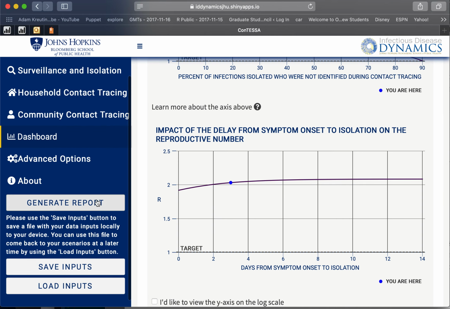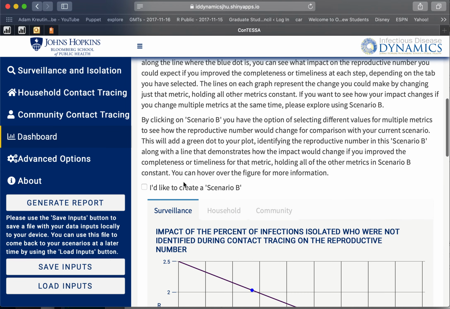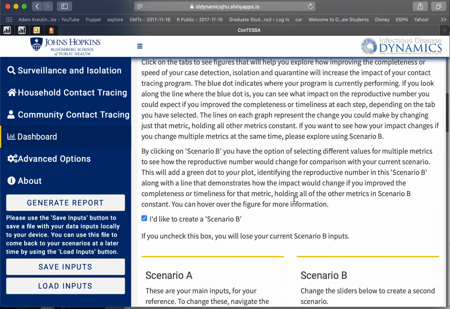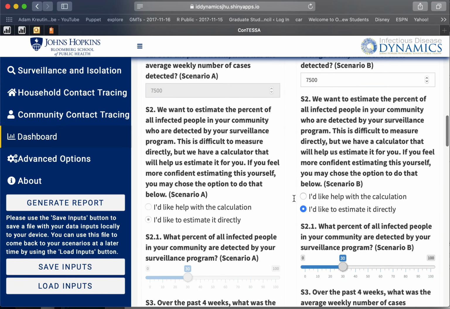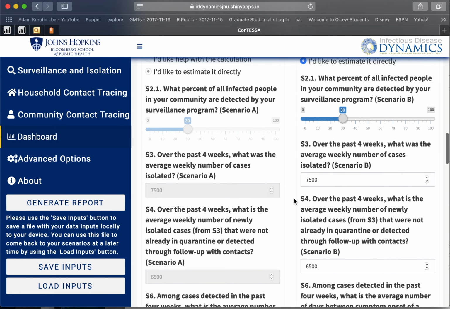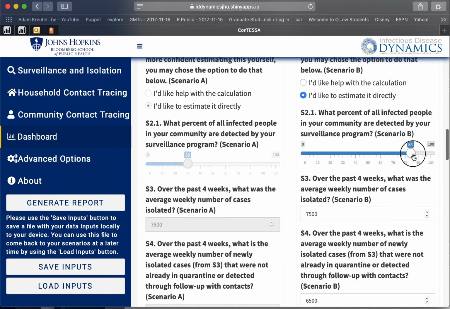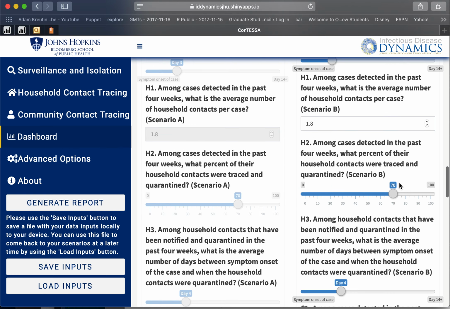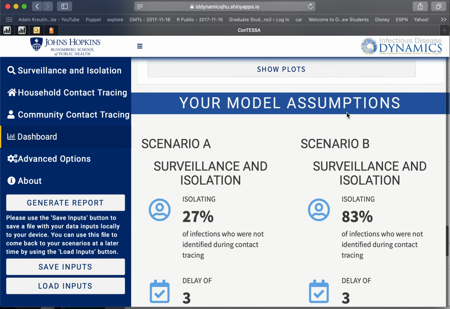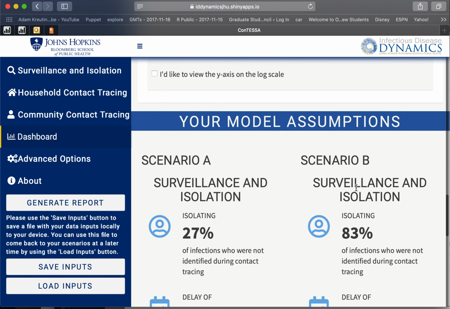And so as I mentioned, you can also generate a report, and so this will generate basically a static report of what you see here. We also have the ability to create a scenario B, where you can basically look at a different scenario, for example, where maybe I want to look at a program that is isolating way more people. So we can see how that would look.